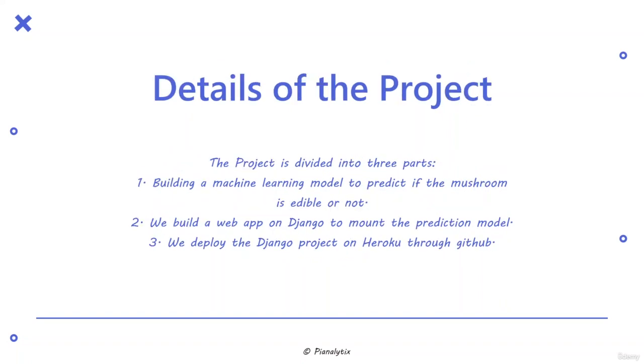Next, let's understand the details of the project. Now the project is divided into three parts. The first part is building a machine learning model to predict if the mushroom is edible or not. The second is where we will be building a web application using the framework Django, where we are going to mount this prediction model. The last part is where we will be deploying the Django project on Heroku through GitHub.